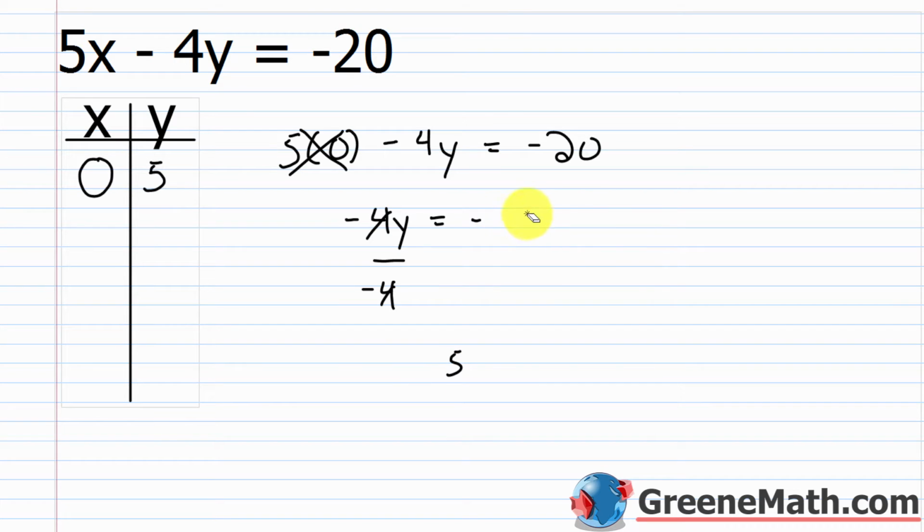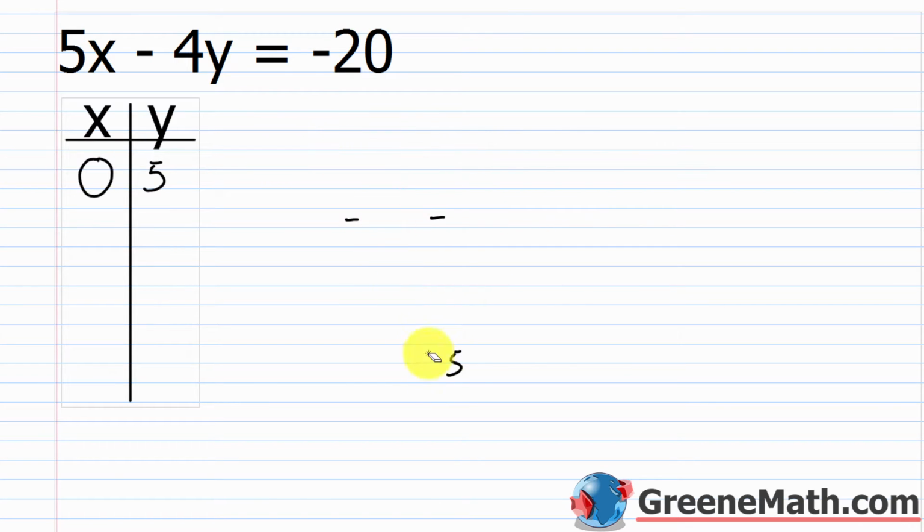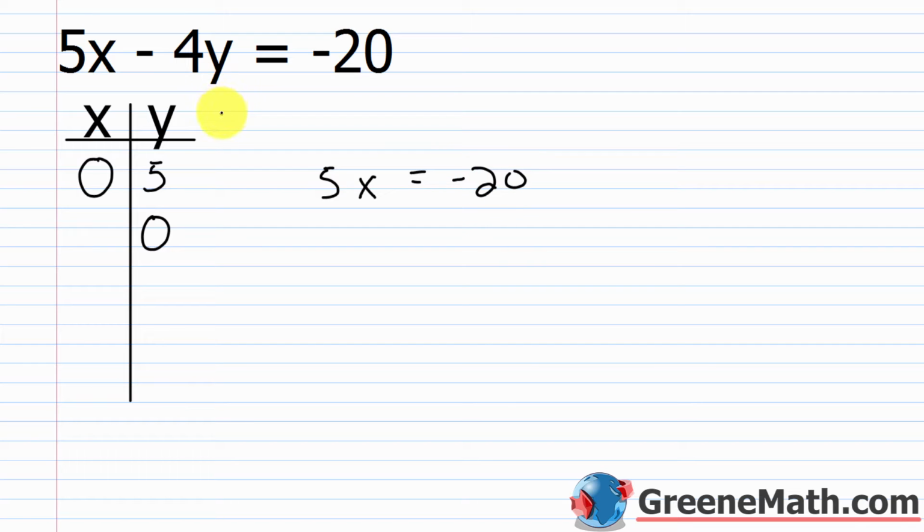Okay. Now let's go ahead and use the x-intercept. That means y would be 0. So I'd have 5x is equal to negative 20, right? Because if I plug in a 0 there, negative 4 times 0 would just be 0, so that would go away. For this, I would just solve by dividing both sides by 5. So then x would equal negative 4. Okay, very, very simple. So now I have 2 points. One point is 0, 5.